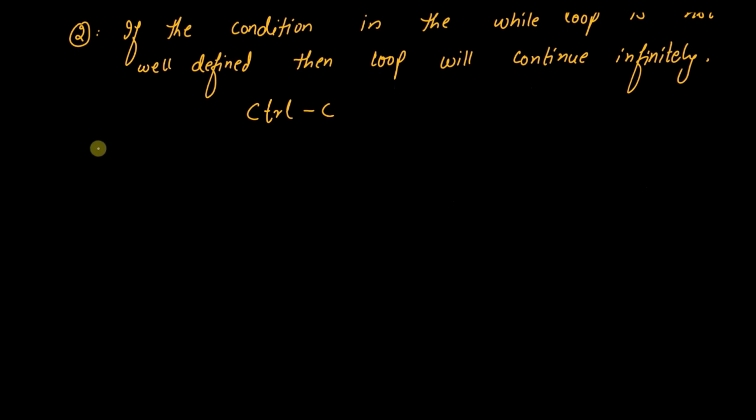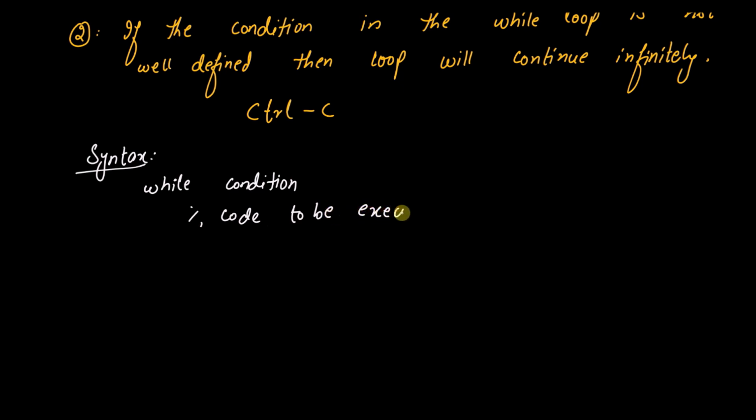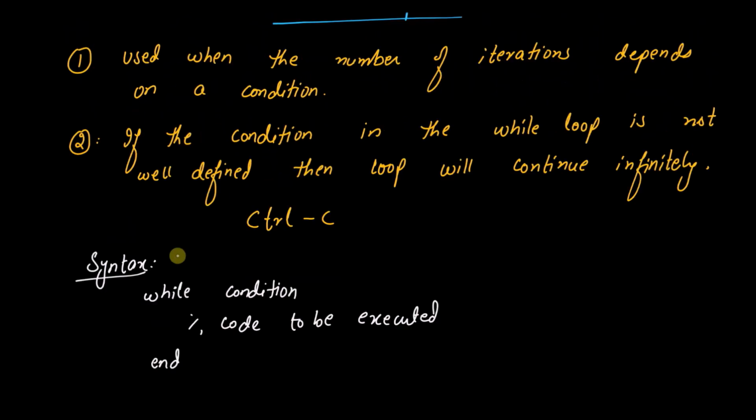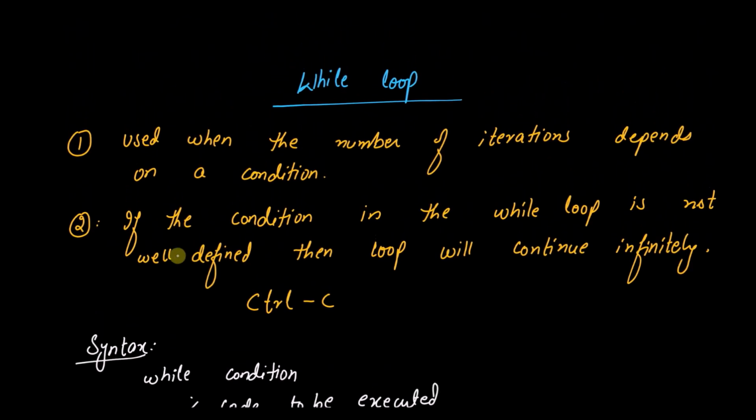We have a very simple syntax. We need the word while with small alphabets, and it turns blue. Secondly, we need a condition. Then we need some code to be executed. And finally, we have an end. Next, we are going to discuss the two most important examples in order to understand the while loop better.